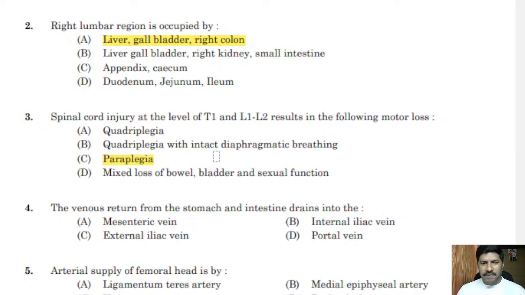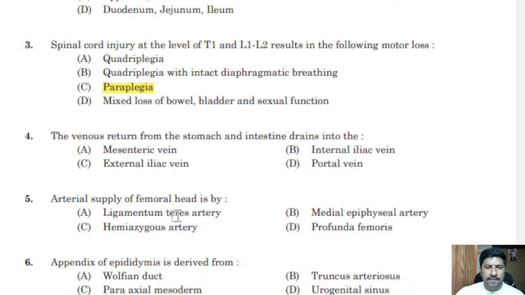If it is only affecting the lower lumbar vertebrae, there will be a chance of mixed loss of bowel, bladder and sexual functions. Also for T12, L1, L2, there will be mixed bowel, bladder and sexual dysfunction, and along with that paraplegia is the main symptom. Then fourth question, the venous return from stomach and intestine drains into. Here the correct answer is portal vein. The venous return from stomach and intestine drains into the portal vein, then it goes to the inferior vena cava, then the right atrium.